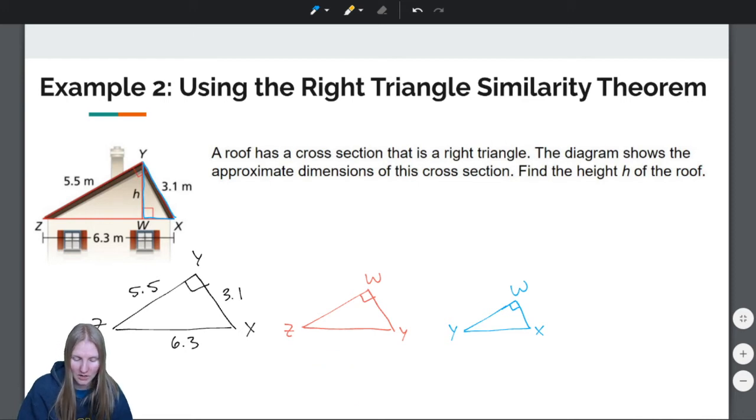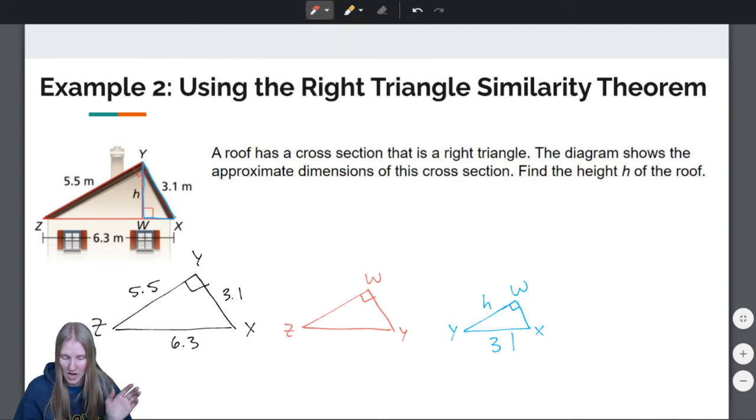But for the blue triangle, XY is 3.1 meters. And YW is h, the height. And then we don't know what WX is, so I'm just going to leave it blank because we don't know.